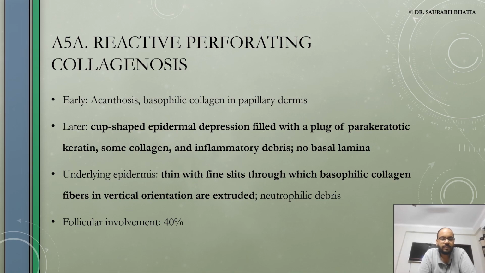So let's start with the first disorder, reactive perforating collagenosis. In early stage, you have acanthosis and basophilic collagen in the papillary dermis. So it is still in the dermis, but in the upper layers, not there yet in the epidermis. In the later stages, you have a cup-shaped epidermal depression filled with a plug of parakeratotic keratin, some collagen and inflammatory debris with no basal lamina.